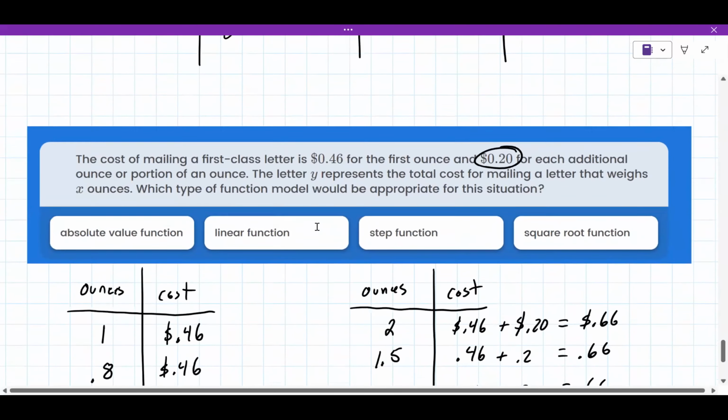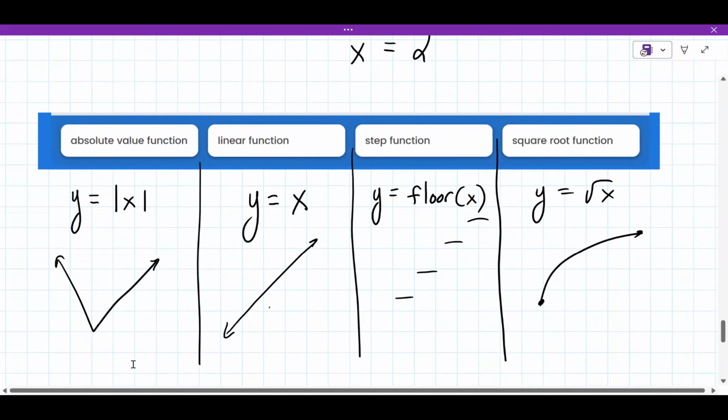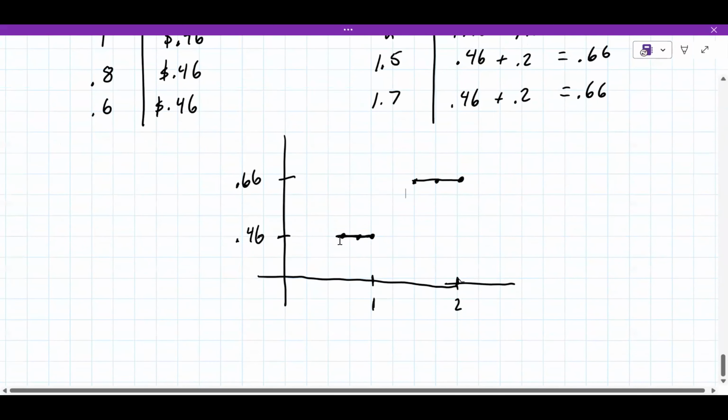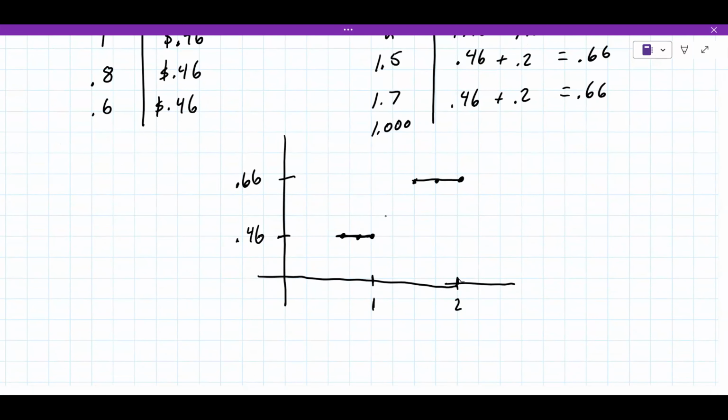Which of these graphs does it look like? It looks like the floor one. The steps, yes. Yeah, step function. So there's no in between. And this is true, this is the way the Postal Service works. If you have 1.0001 ounces, it goes up to the next cost. That's called a jump, basically. A jump to there.